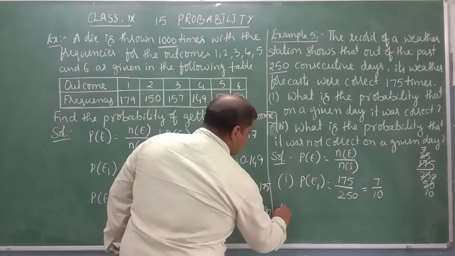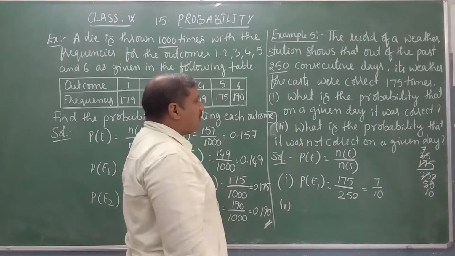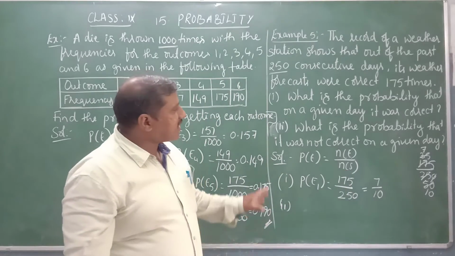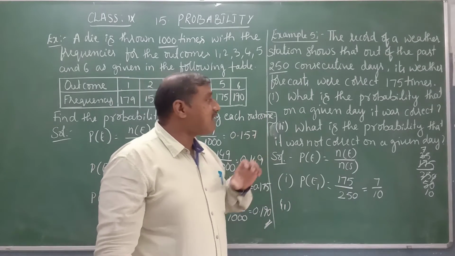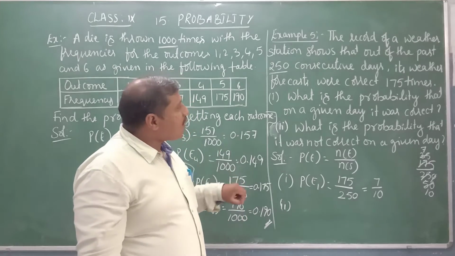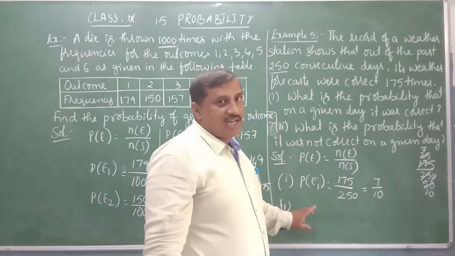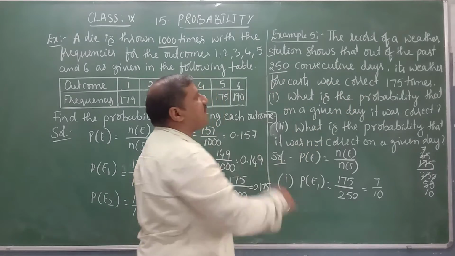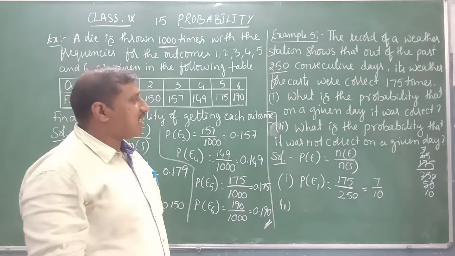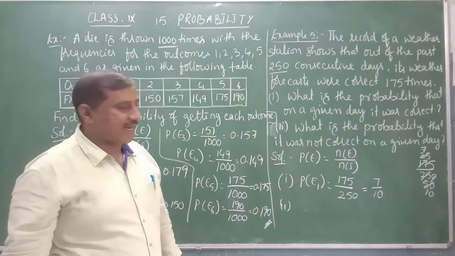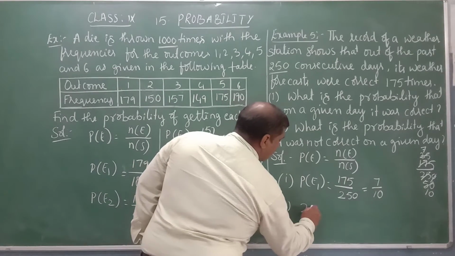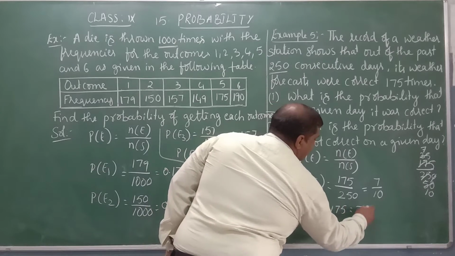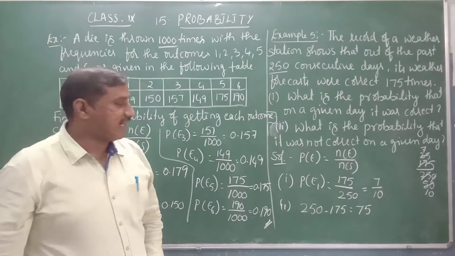Next, the second part: what is the probability that it was not correct on a given day? How many times was it not correct? By subtracting 175 from 250, we get the number of times it was not correct. 250 minus 175 is 75.